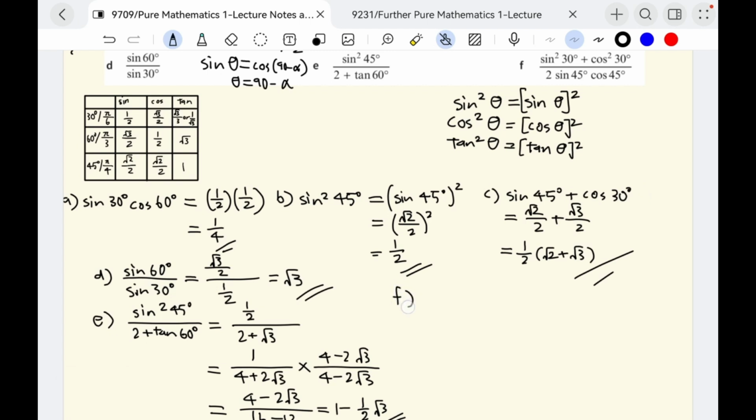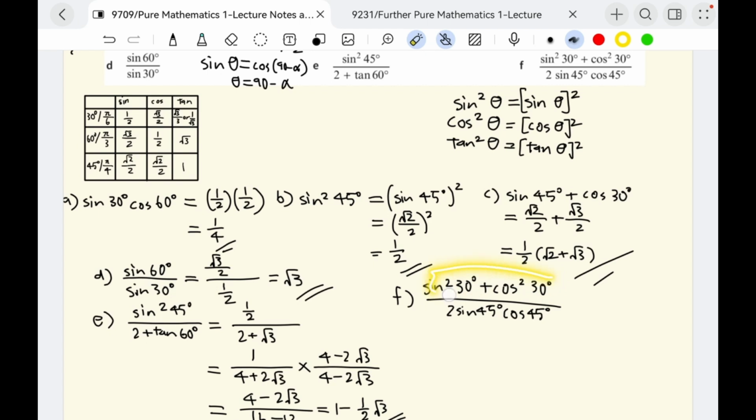Okay, for F, that is the last part of this question. Okay, give me some time to copy out the question first. So for part F, you don't have to give the exact value of sine 30 and cos 30. It's because there's a sine square and a cos square, provided these two angles inside are both the same.